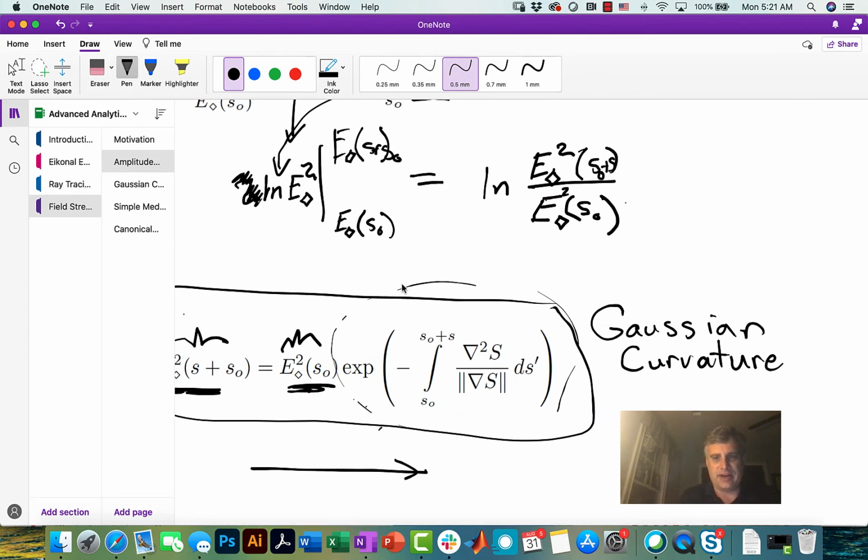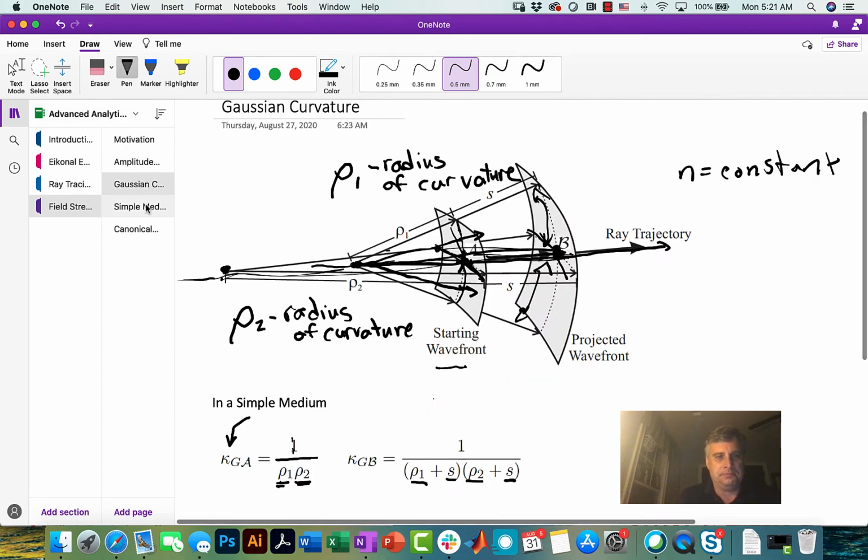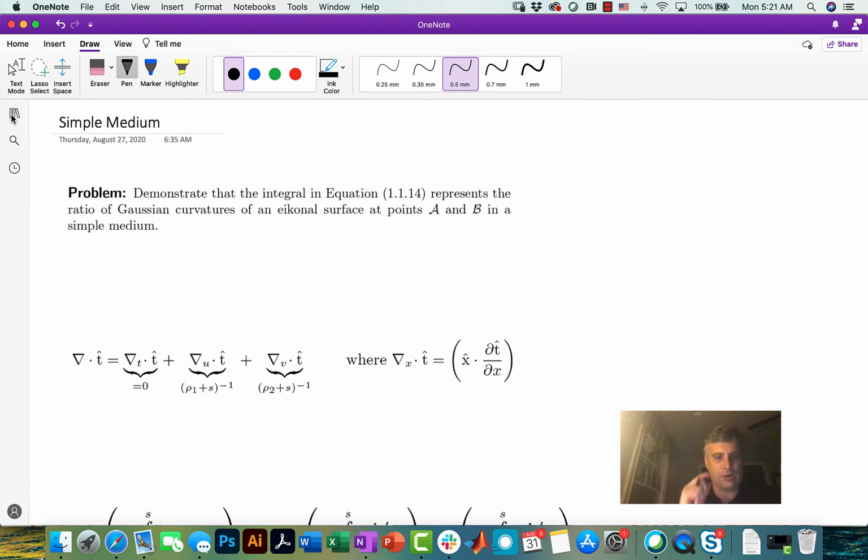This one here, the Gaussian curvature integral. I would have to numerically integrate that. Now, let's do an example to drive this home.